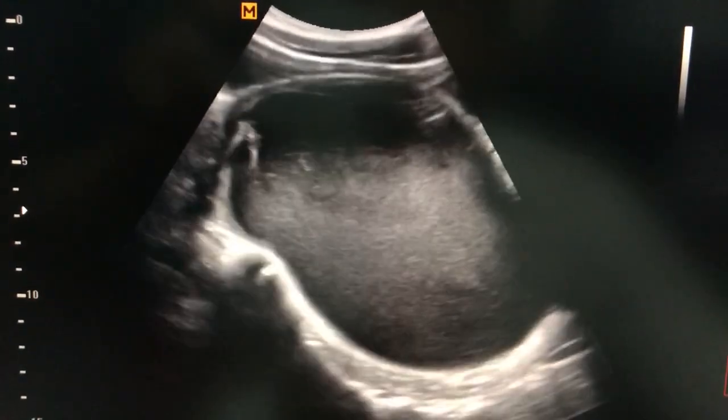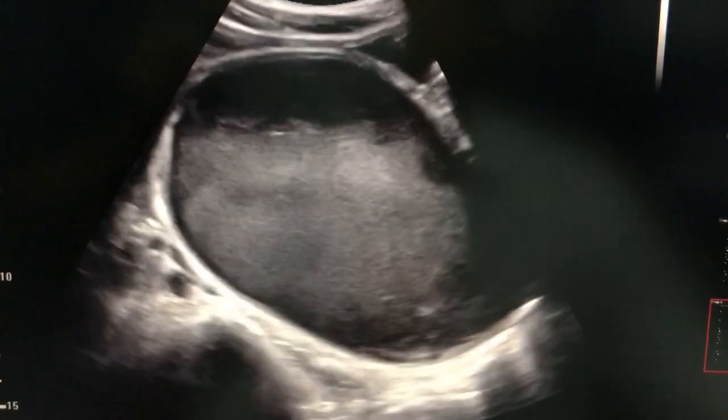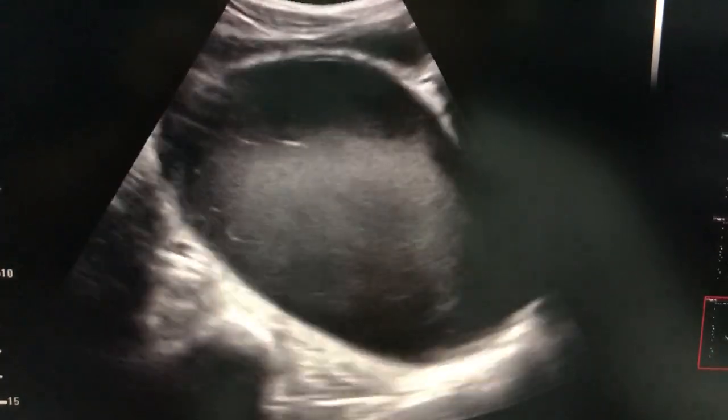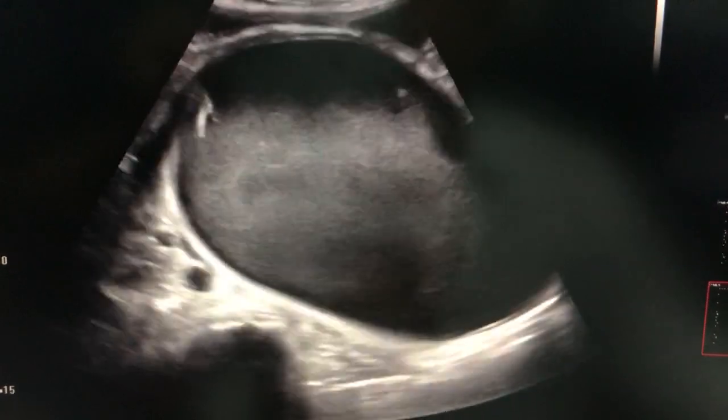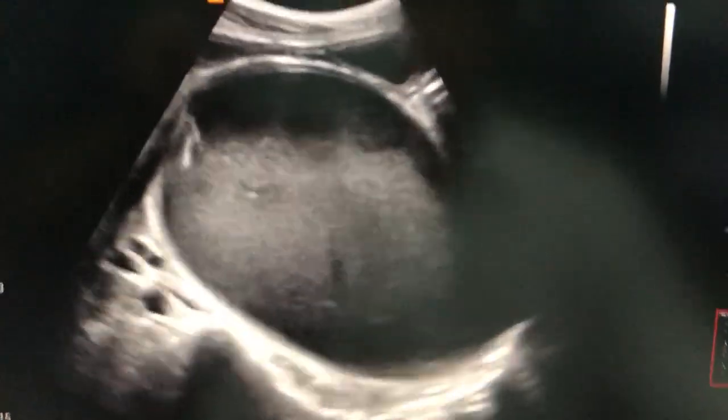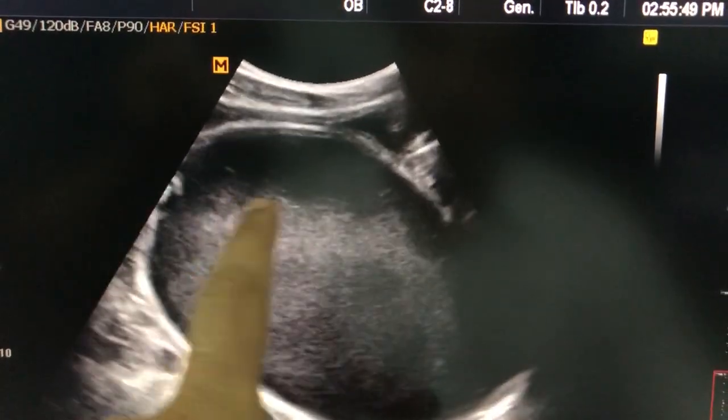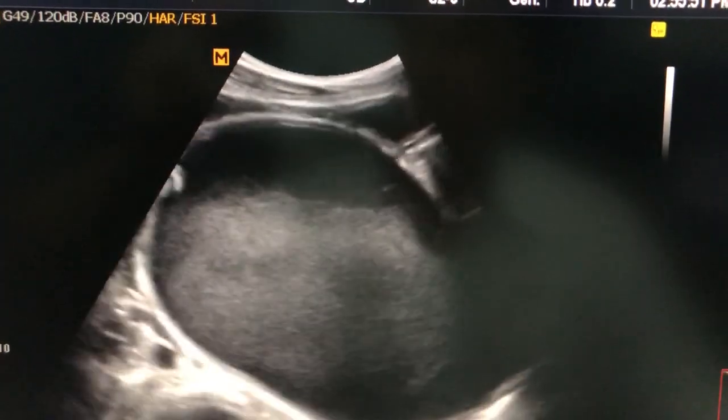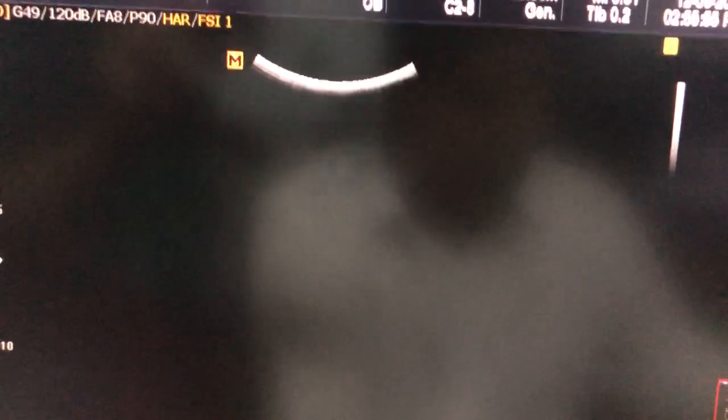Once again we will tell her to go into the prone position and to move back again into supine position, and we will see this thick fluid moving inside the cyst.